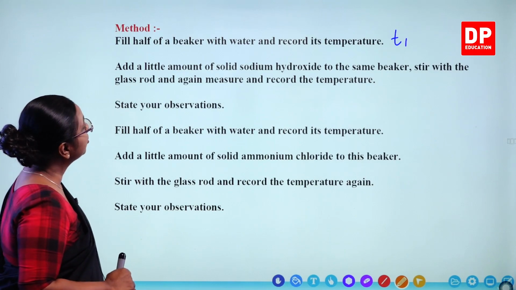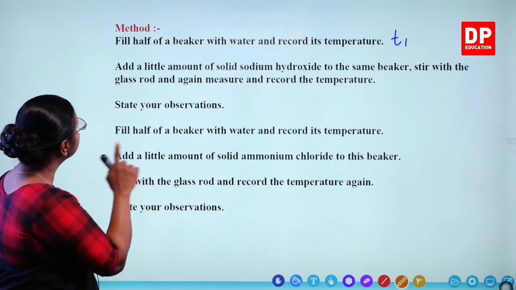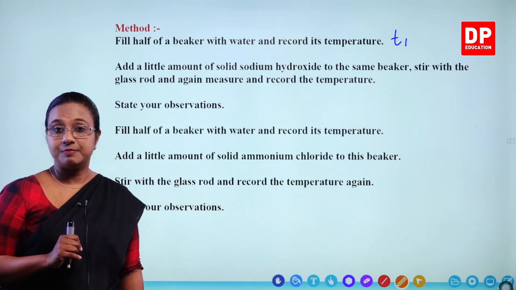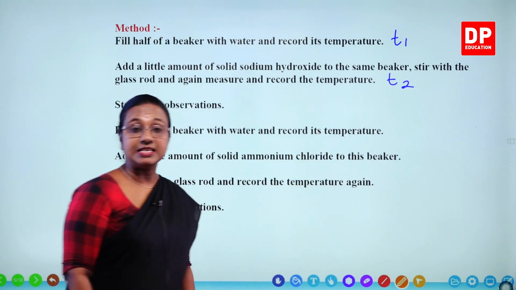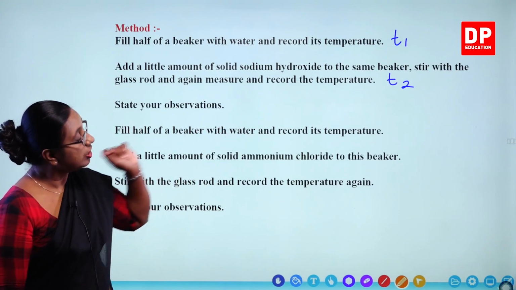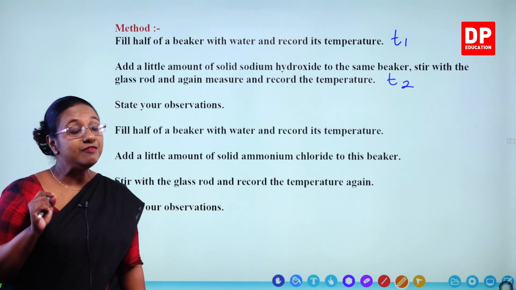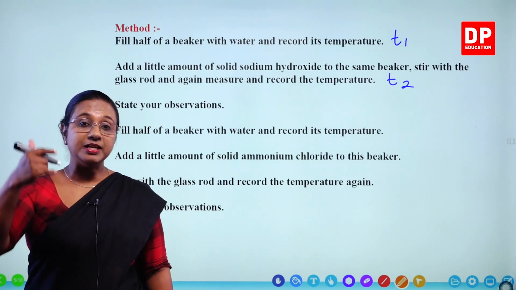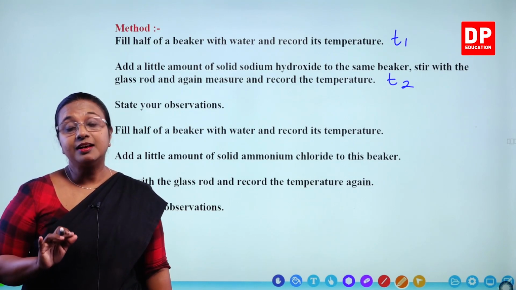Then add a little amount of solid sodium hydroxide to the same beaker. Stir with the glass rod and again measure and record the temperature. So that is going to be temperature 2, let's say T2. So here students, you have to be careful. We need to stir the solution well using the glass rod, and when we measure the temperature, we need to make sure that the thermometer is inside the solution, so we get the correct reading.